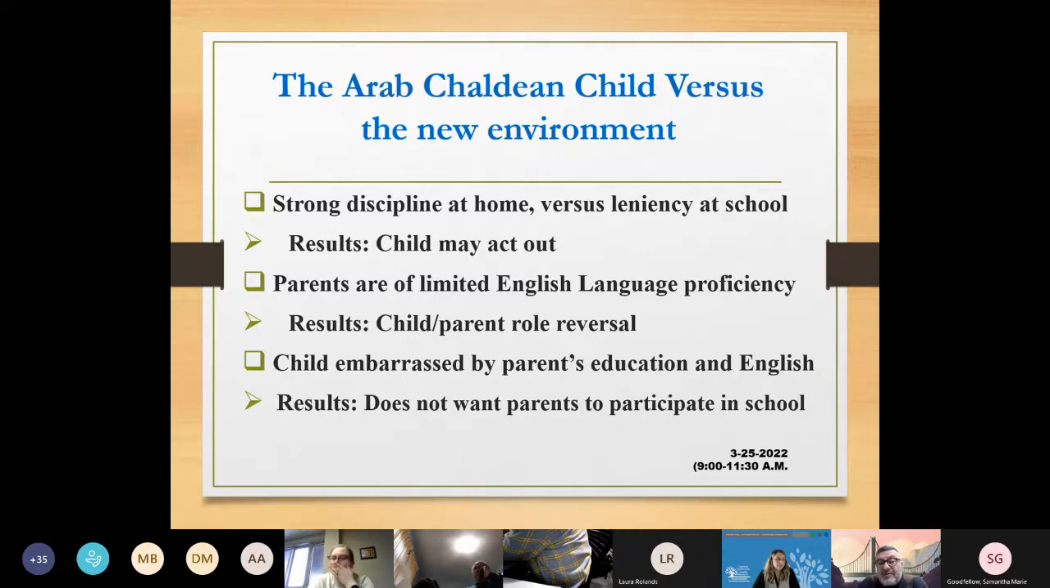Child is embarrassed by parents' education and English. The result: the child does not want parents to participate in school. Remember, in the Middle East, it's a more centralized education system. Here, we have a decentralized education system. Here, it depends on the participation and collaboration of parents and teachers. Back in the old country, even the Ministry of Education is called the Ministry of Education and Discipline. Here, it's only the Ministry of Education. Let's go to the next slide, please.